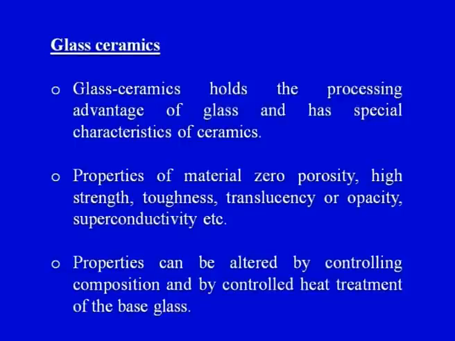Now, what type of properties do glass ceramics possess? Zero porosity, that is, porosity is very low. High strength, so strength is improved. Toughness is good. Translucency or opacity, we can have whatever we want or design accordingly, and superconductivity. So, glass ceramics have certain special characteristics, mentioned on your screen. Again, to revise: the porosity is low, strength is good, toughness is good, we can have a range from translucency to opacity, and superconductivity.